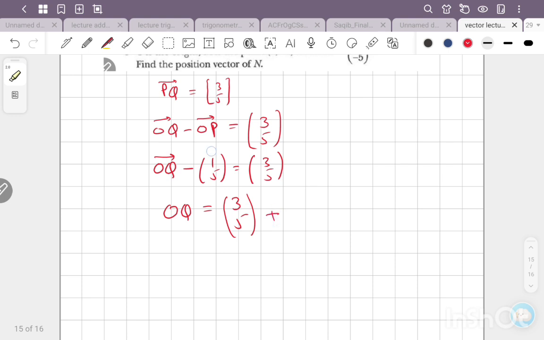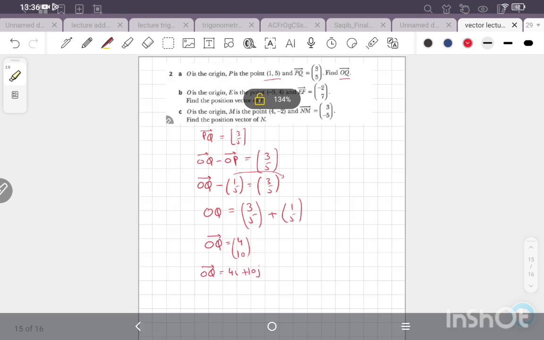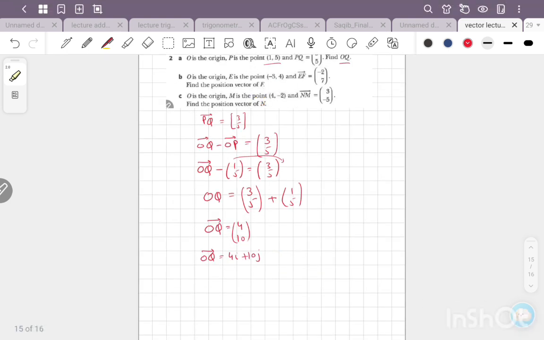Here is plus, because on the other side it will be plus 1 and 5. We get the answer: OQ is 3 and 1, it will be 4. 5 plus 5, it will be 10. So our answer is 4i plus 10j. Okay, dear student, hopefully you can understand this part.